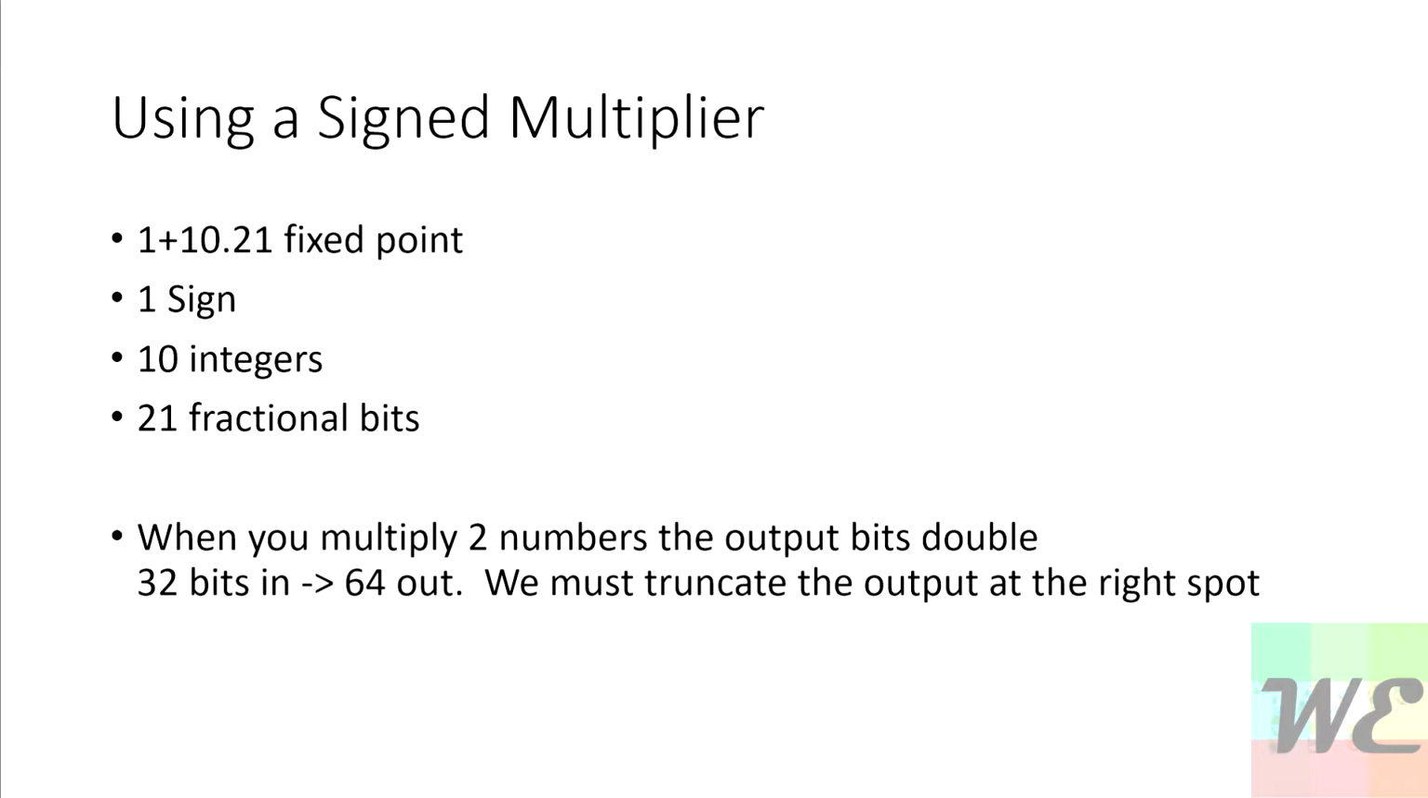We're going to be using a signed multiplier with 32 bits. We're going to use the first bit, the most significant bit, as our sign, the 10 bits below that as integers, and the last 21 bits as our fractional bits. When we multiply two numbers, the output bits double. If we multiply two 32-bit numbers, we get a 64-bit number output. And we have to truncate that output to the right spot to get back our 32-bit number that has our decimal in the right spot.